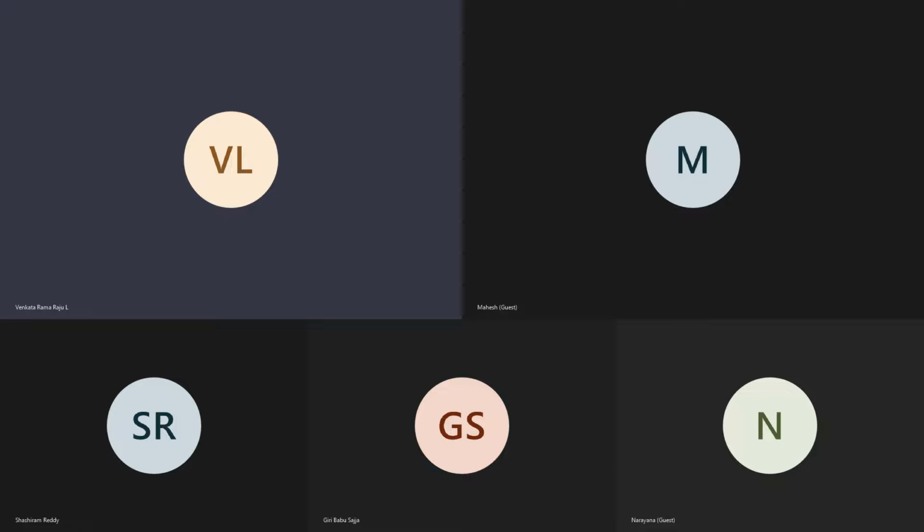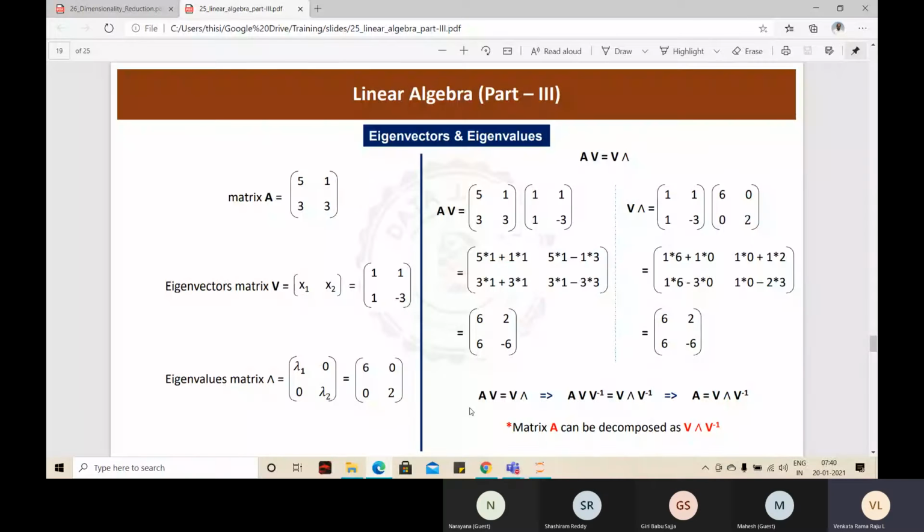Matrix A can be a square matrix. A square matrix A can be decomposed into V and lambda. V is the eigenvector matrix and lambda is the eigenvalue matrix. Right? A is equal to V lambda V inverse. That's the decomposition. A can be decomposed as V lambda V inverse. When you multiply these three matrices, you get A.